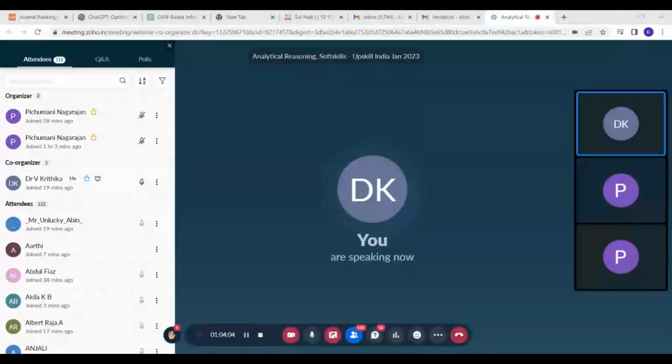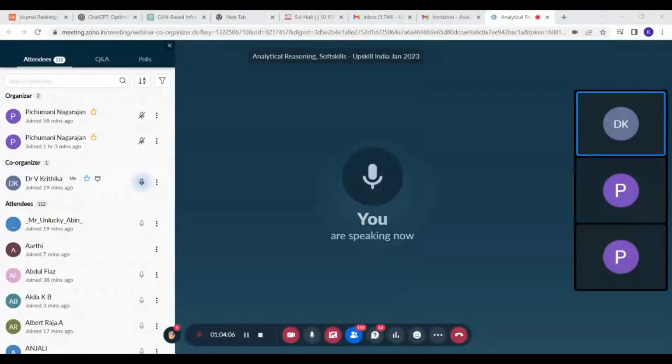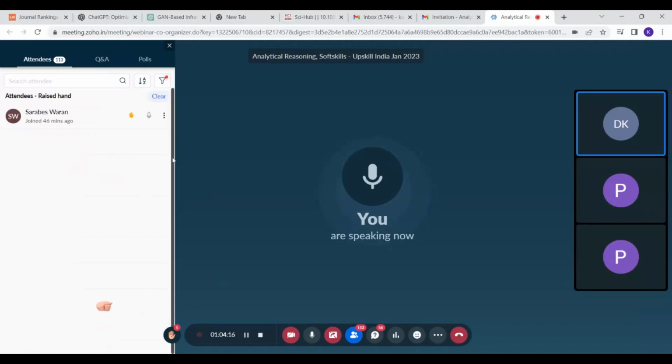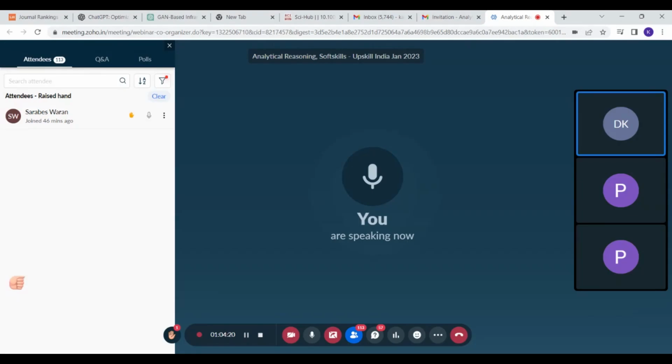Are you able to see the notepad? Can you please quickly give a thumbs up? Okay, you can't see the notepad. Share screen, entire screen. Okay, I think now you should be able to see the notepad.